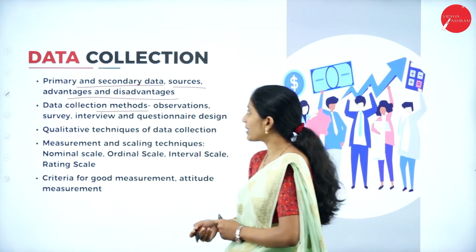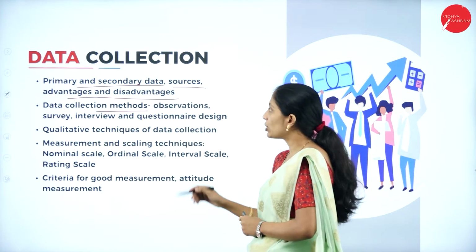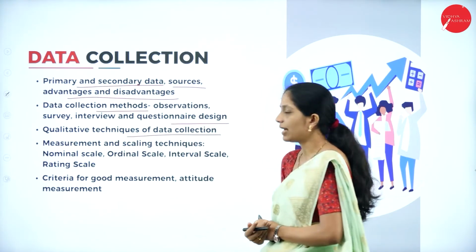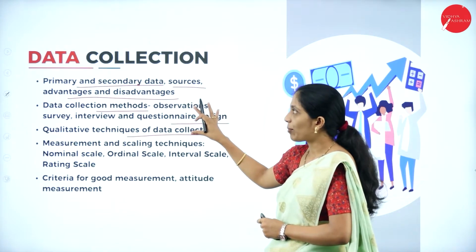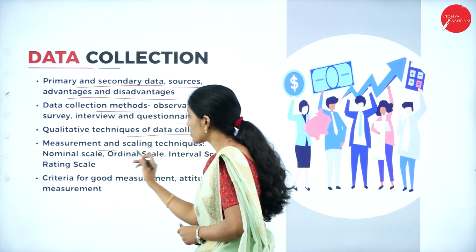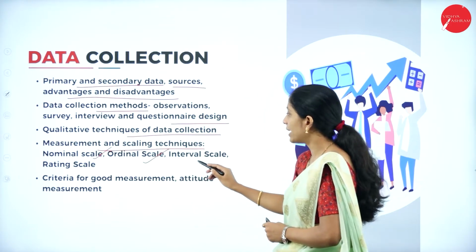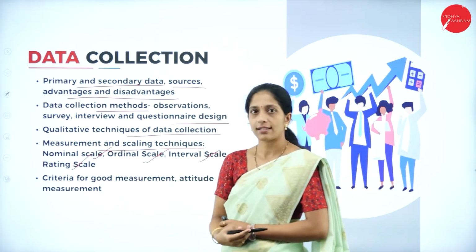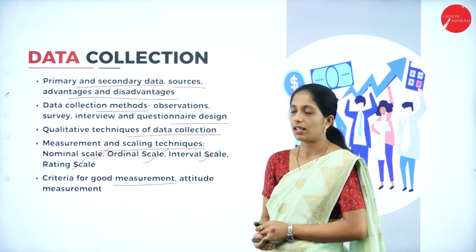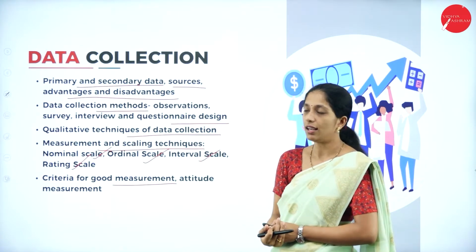Next, data collection methods. Here also we have various methods like observation, survey, interview and questionnaire design. The next topic is qualitative techniques of data collection. So you are going to learn about it in this particular unit. Next is measurement and scaling techniques. Under that you are going to learn about nominal scale, ordinal scale, interval scale as well as rating scale. Next, we will learn about criteria for good measurement and attitude measurement. So these are a few important topics you are going to learn under your third unit, that is data collection.